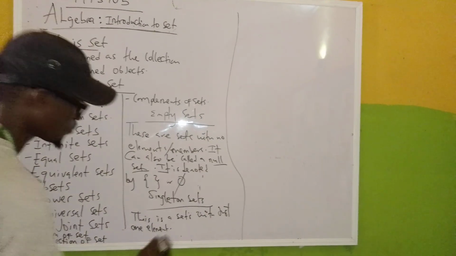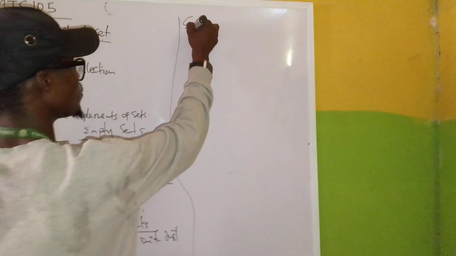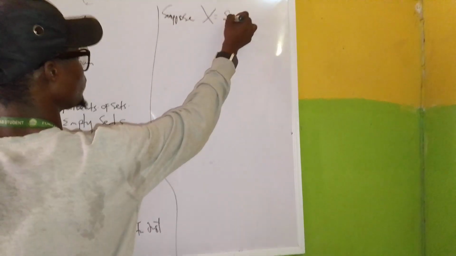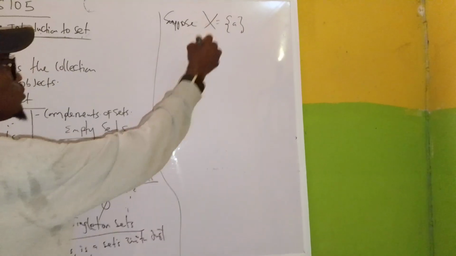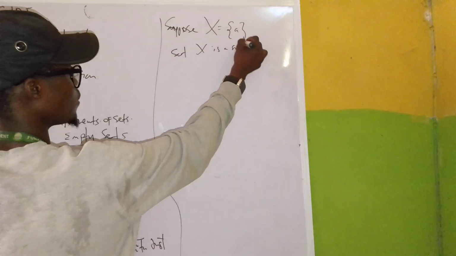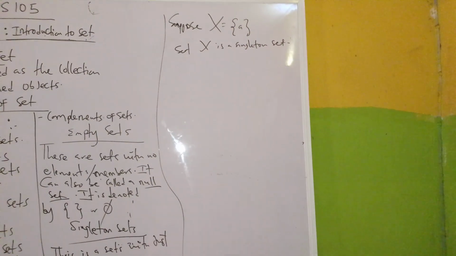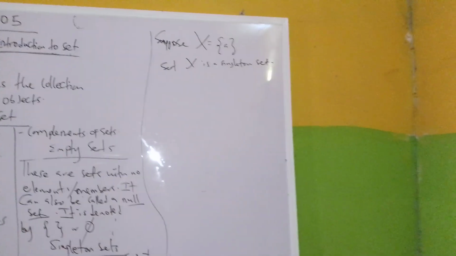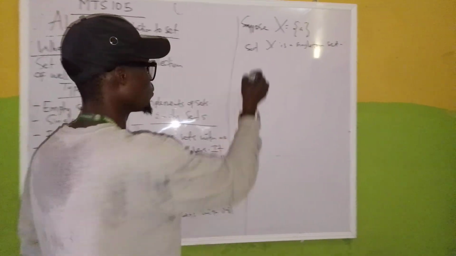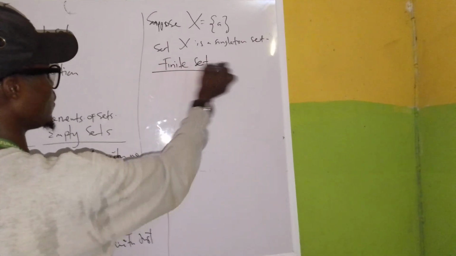Anyway, let me give you an example. Suppose S equals this. So set S is a singleton set because it has one element in it. So that is it. So what is a finite set? Let's come to a finite set. When we want to talk about a finite set, no stress.